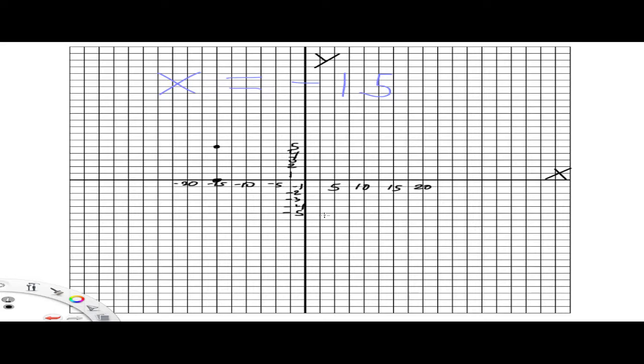equal a negative 15, and the graph for this line will run along here. It gets arrows on the end to indicate it goes forever, and now I have the graph for x equals a negative 15 on the coordinate plane.